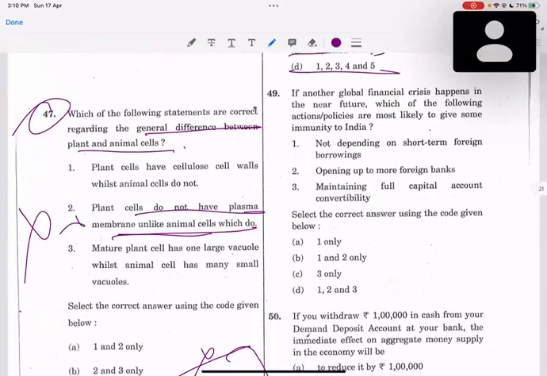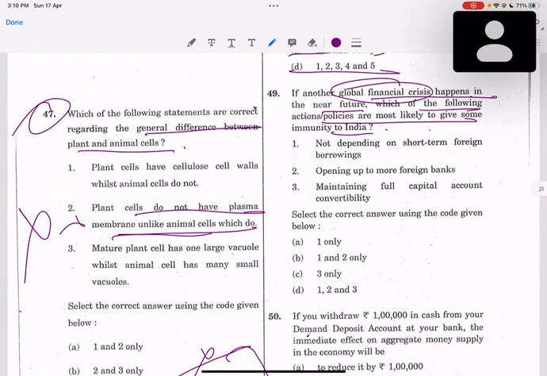So if not, that means you have not revised your environment properly. Alright, if another global financial crisis happens in the near future, which of the following action policies are most likely to give some immunity to India? So basically talking about global financial crisis in future. So to tackle this, what steps we need to take? In 2021 paper also we saw financial crisis about to happen, then how to tackle it, what steps government needs to take.